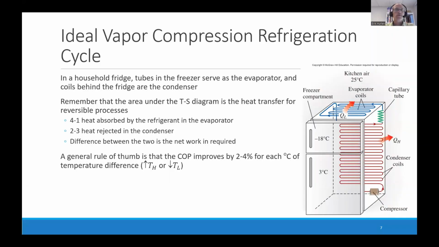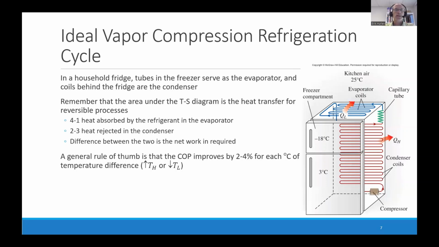The best example of a refrigeration device is your household refrigerator. Tubes in the freezer compartment act as the evaporator, while the coils behind the fridge are the condenser. There's a compressor installed somewhere in there, and the throttling device is usually a capillary tube. As the refrigerant moves through the system, electrical energy is converted to work put into the system in the compressor. Then heat at a high temperature is dumped into the kitchen air from the condenser coils, while low temperature heat is dumped from the evaporator coils into the freezer compartment, cooling it down.